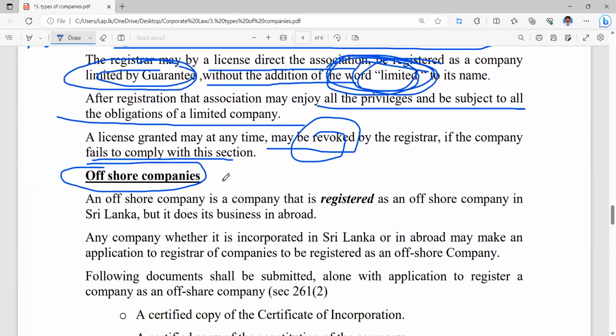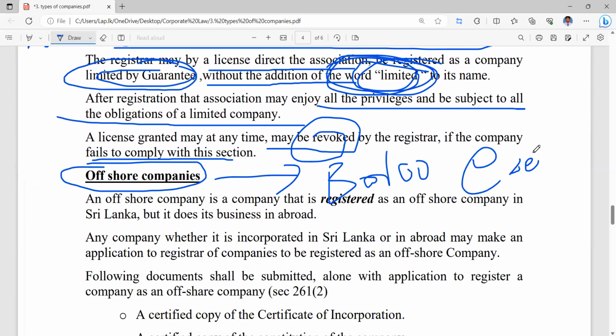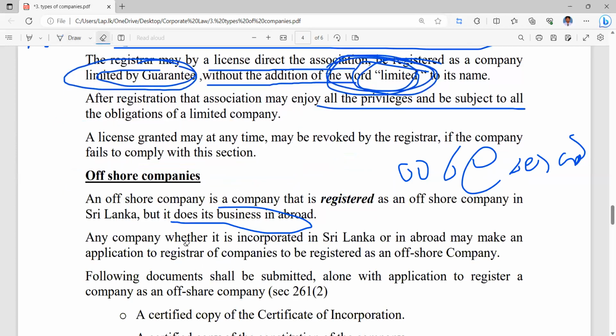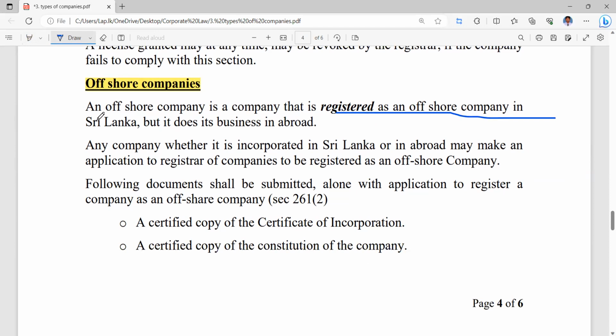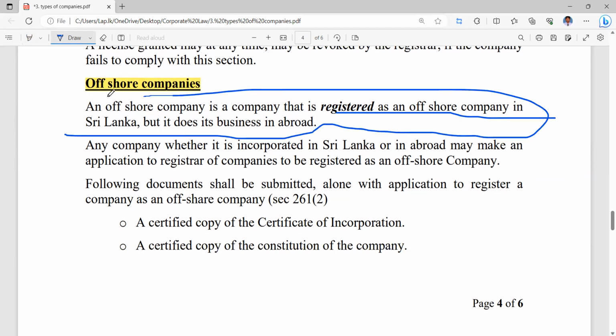Offshore companies. An offshore company is a company that is registered as an offshore company in Sri Lanka but does its business activities abroad. Any company, whether it is incorporated in Sri Lanka or abroad, may make an application to the Registrar of Companies to be registered as an offshore company.